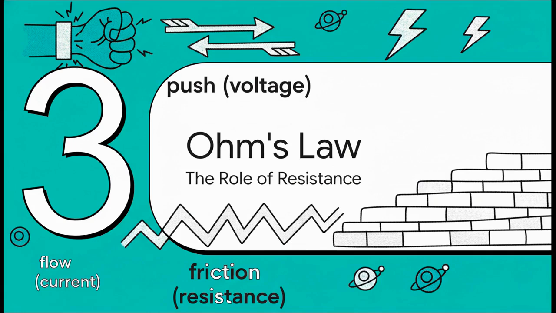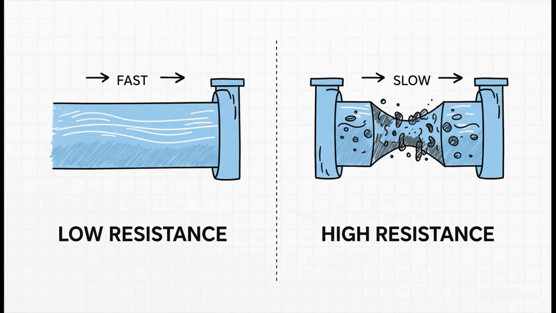All right, so we've got a flow, the current, and we've got a push, the voltage. But the universe always has to have some kind of friction, doesn't it? In electricity, that friction is called resistance, and it's the third and final piece of our fundamental puzzle. Back to our trusty water pipe one more time. If the pipe gets narrower, or if it's kind of clogged up, it's obviously going to be harder for water to flow, even with the same amount of pressure pushing it. Resistance in a wire is the exact same concept. It's anything in the material that gets in the way and resists that flow of electrons.